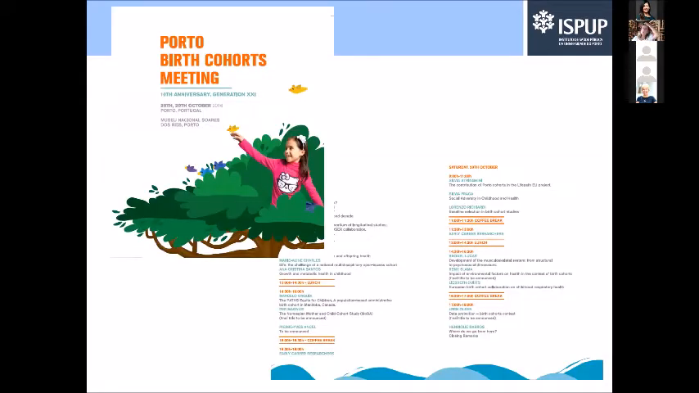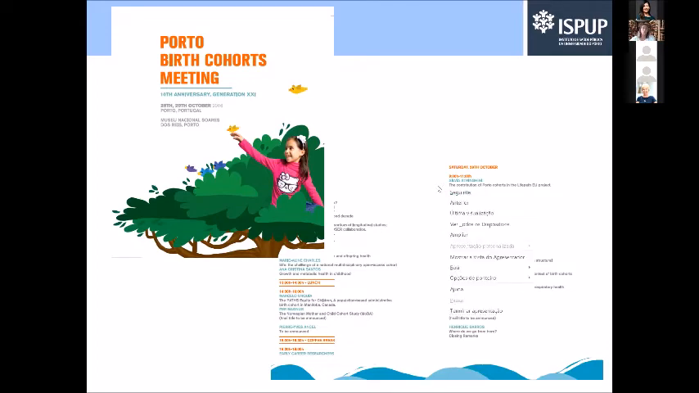This was another scientific meeting that was organized for us. It was on the 10th year evaluation anniversary of Generation 21. And here we invited members of several other European cohorts in order for them to also present their results. But it was also a way for us to present what type of data we were collecting and possibly try to establish future contributions and a network between birth cohorts.